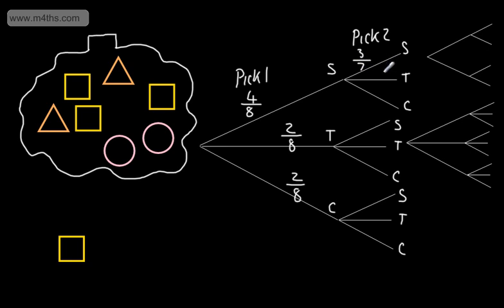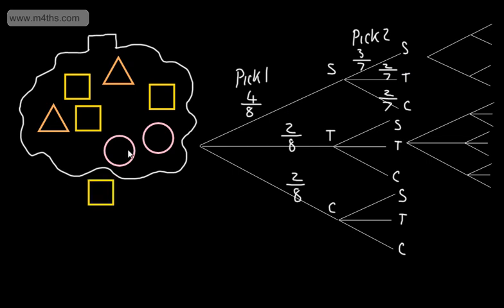If I picked a square on the first one, I've not picked a triangle. So we can see in the bag, there are still 2 triangles and there are 7 shapes. Circles, there are still 2 circles out of 7. All of these will add to 1. 3 plus 2 plus 2 is 7. That gives me 7 out of 7.